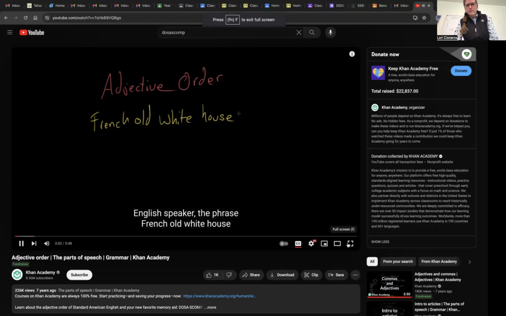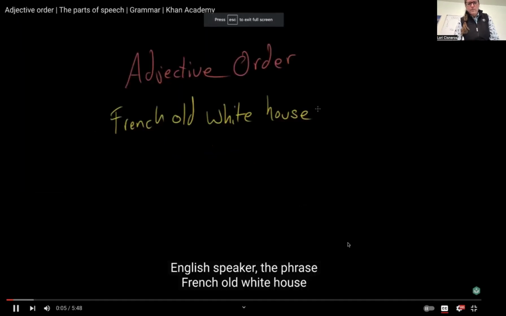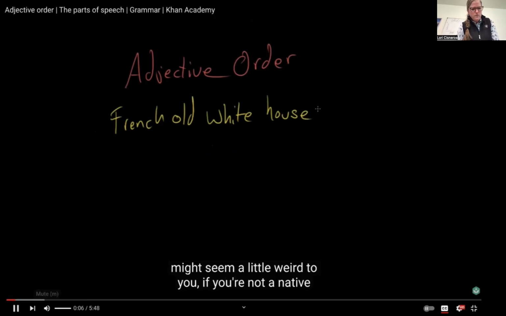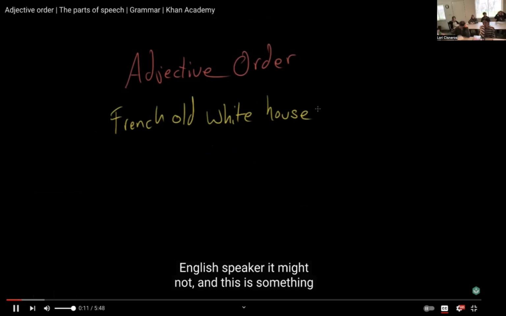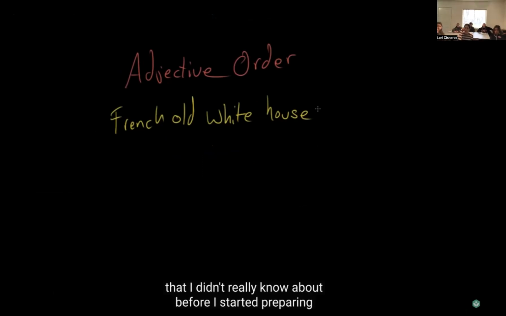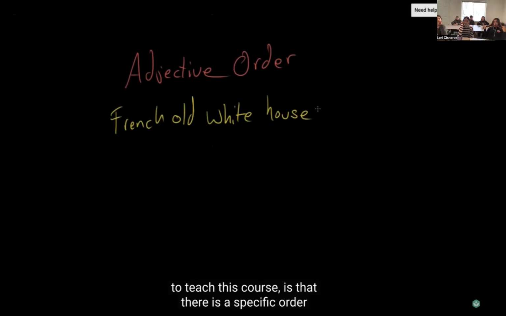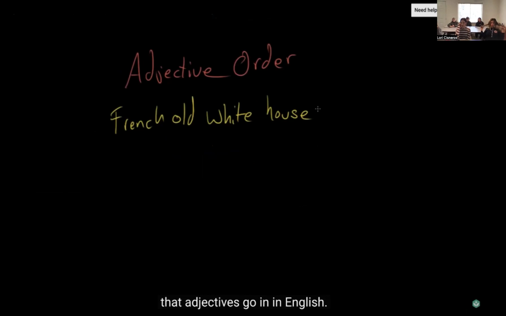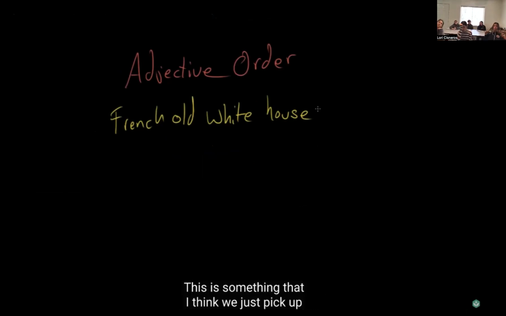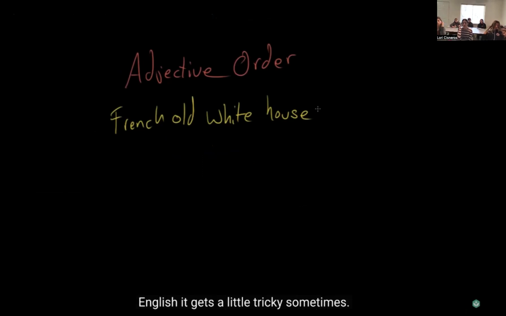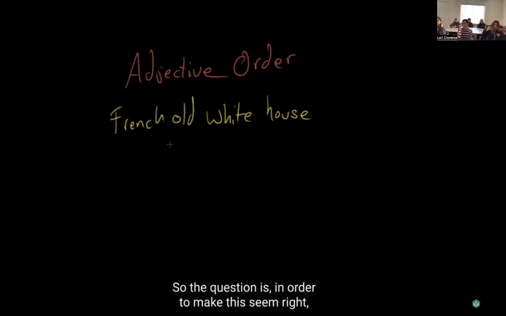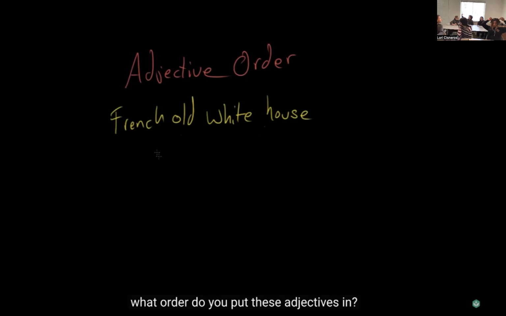If you're a native English speaker, the phrase French old white house might seem a little weird to you. If you're not a native English speaker, it might not. And this is something that I didn't really know about before I started preparing to teach this course, is that there is a specific order that adjectives go in English. This is something that I think we just pick up as English speakers. But if you didn't grow up speaking English, it gets a little tricky sometimes. So the question is, in order to make this seem right, what order do you put these adjectives in?